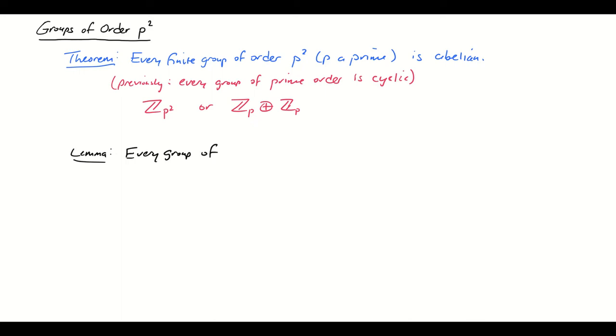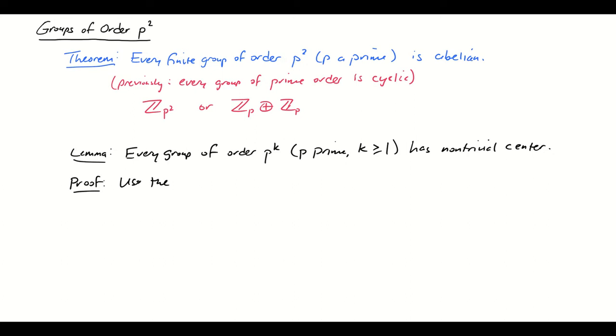The lemma is that every group of order p to the k, where p is prime and k is greater than or equal to 1, has non-trivial center. And the way that we're going to prove that is to use the class equation. That is the equation that represents the sizes of conjugacy classes. We're going to use the class equation.